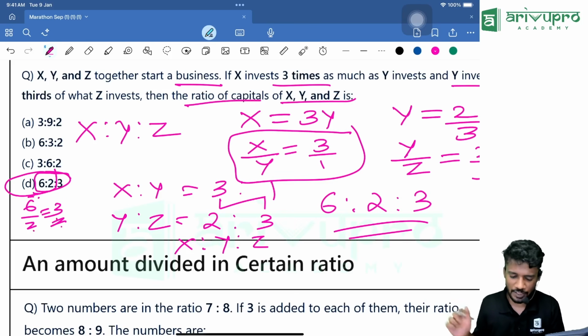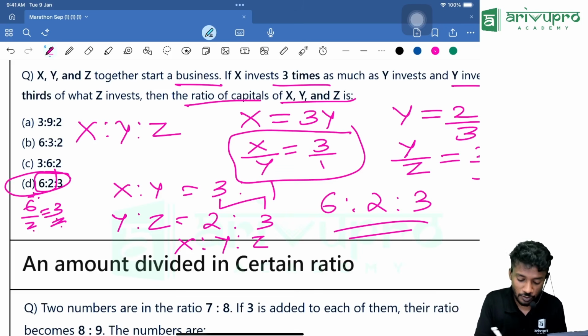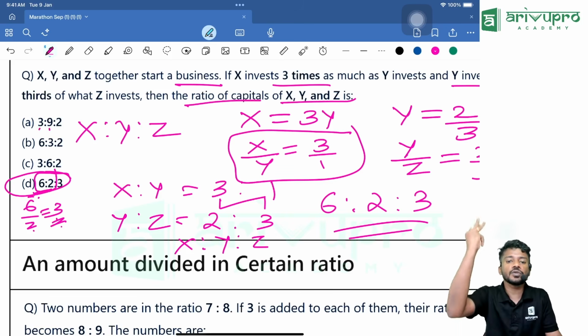Okay? Is 3 by 6 giving you 3? No. Is 6 by 3 giving you 3? No. Then is 9 by 3 giving you 3? No. Which is giving you 3? 6 by 2 is giving you 3.